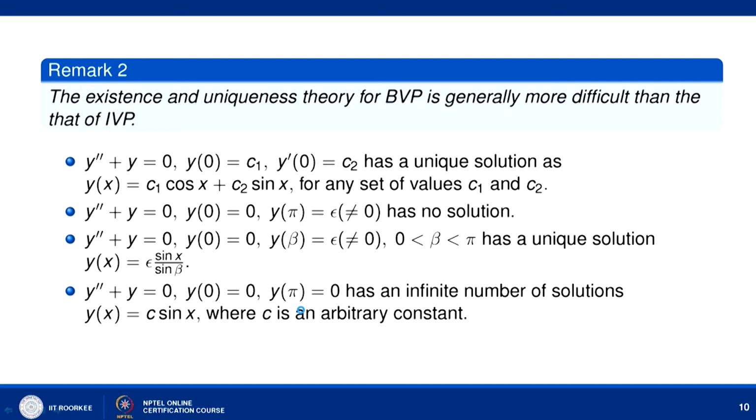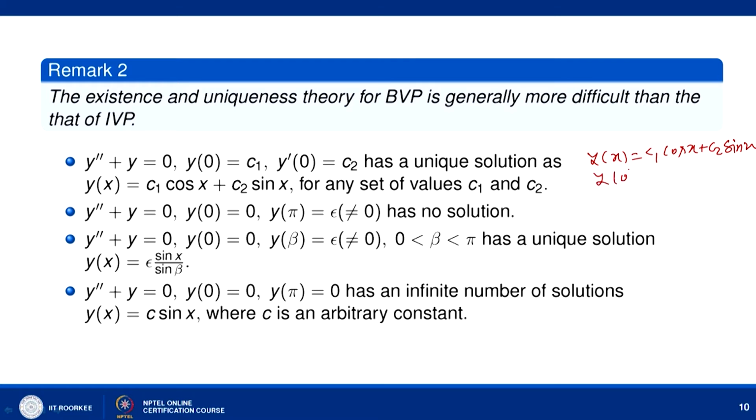So, the equation remains the same, that is y'' + y = 0, but now your boundary conditions are changed. Your boundary conditions are y(0) = 0 and y(pi) = epsilon. Some value epsilon may not be 0, and we can see that it has no solution at all. How can we check that it has no solution? We try to solve this equation for a general solution. The general solution of this differential equation is y(x) = c1 cos x + c2 sin x, and we want to find c1 and c2, but with the help of boundary conditions rather than initial conditions.